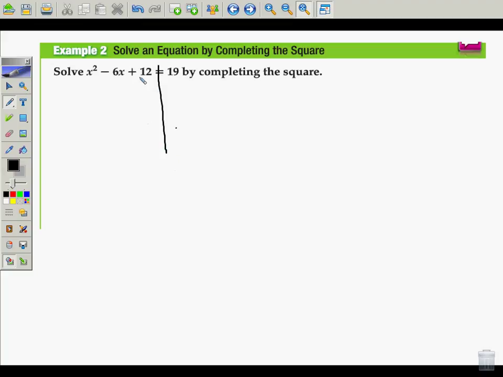So to complete the square, remember, you need to have one side that's just x squared plus bx. And I can say I have x squared minus 6x, which would be in this form, but I also have this plus 12. So I need to get rid of this plus 12 before I can work on completing the square. So I'm going to subtract 12 from each side, so I get x squared minus 6x, and I'm going to leave a little space so I can complete the square, equals 7. Because I've got 19 minus 12.